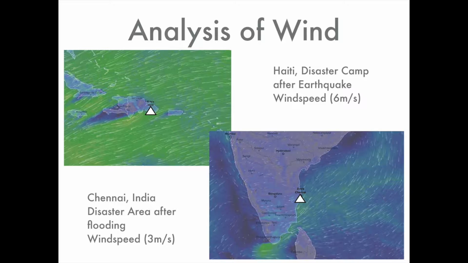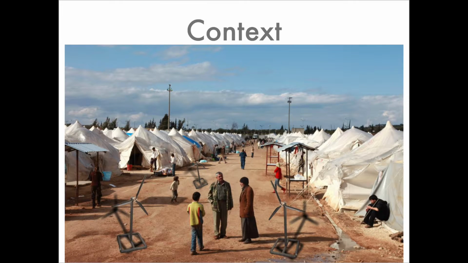The third location is a disaster camp after an earthquake in Haiti, with a wind speed of 6 meters per second. The fourth location is a disaster area after flooding in Chennai, India, with a wind speed of 3 meters per second. Here we see the turbine placed inside of a disaster campsite in the Syrian refugee camp in Turkey. They will be using the turbine to charge their devices.